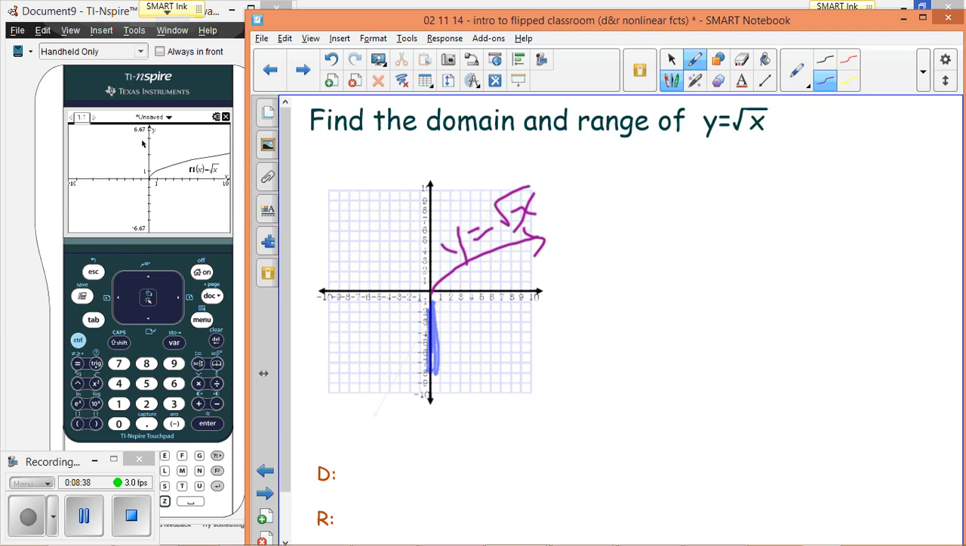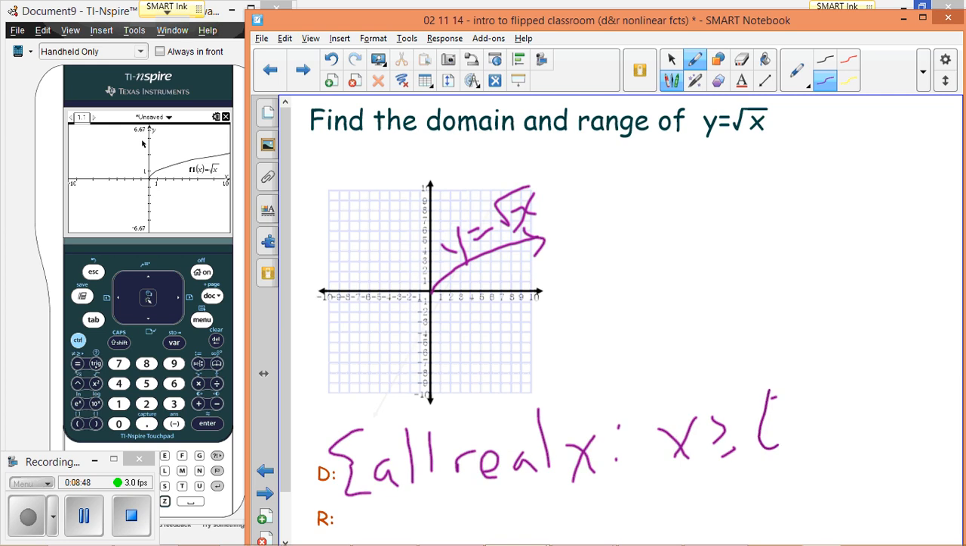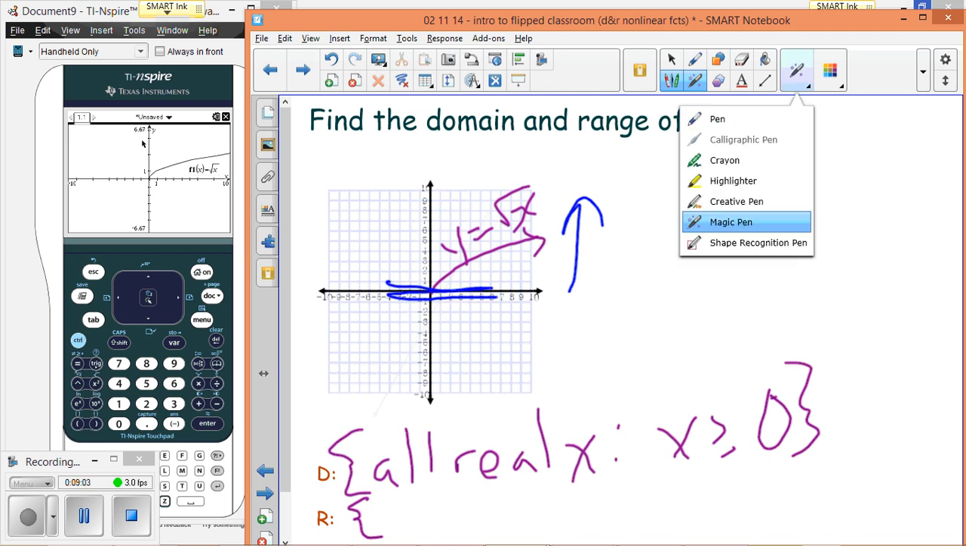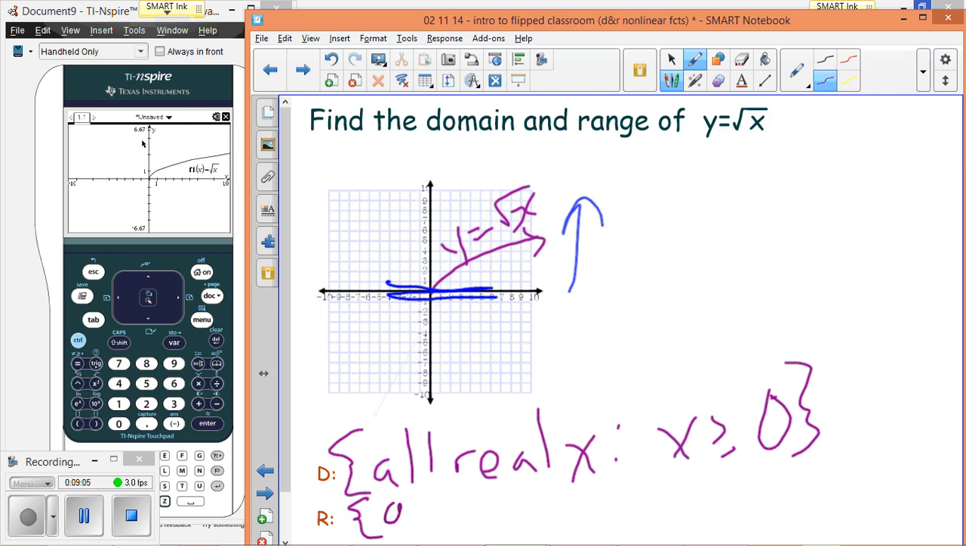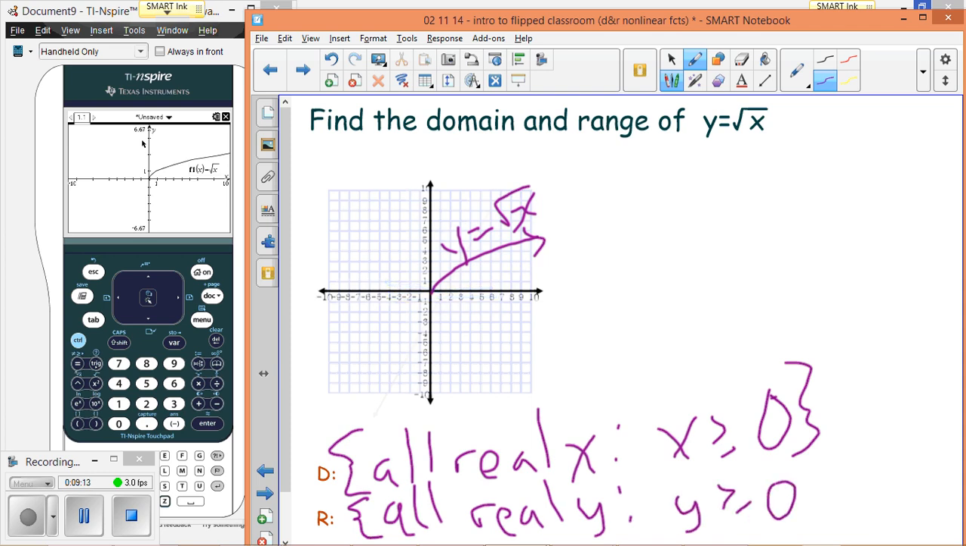So my domain is all real x such that x is greater than or equal to 0, because it can actually be 0. The range, when we look at it, can increase forever, but again, it can only increase from this point right here, which is where y equals 0. So the range is going to be all real y, such that y is greater than or equal to 0.